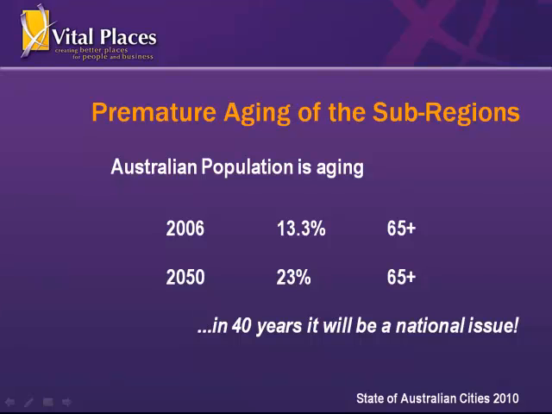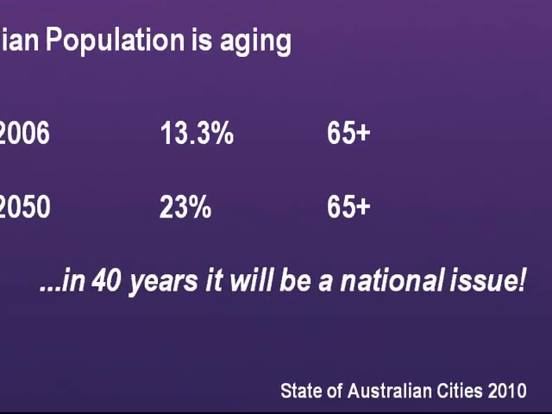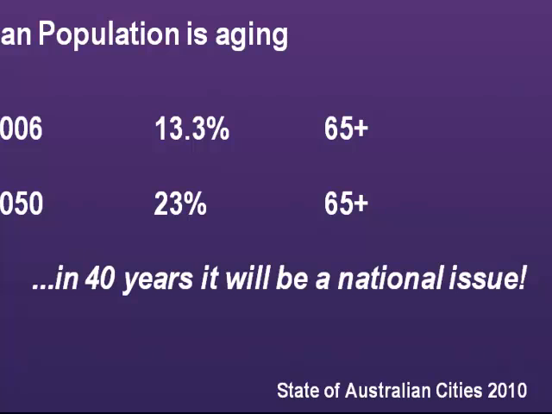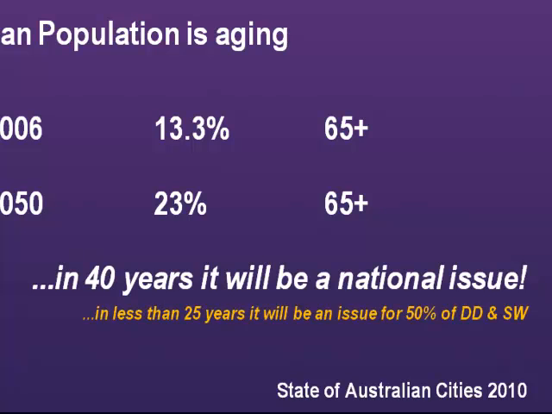The State of Australian Cities report in 2010 identified that Australia's population is ageing, and by 2050, 23% of the Australian population will be over the age of 65. In 40 years' time, it will be a national issue. But in the Darling Downs and South West, this level of ageing will be achieved in 25 years.